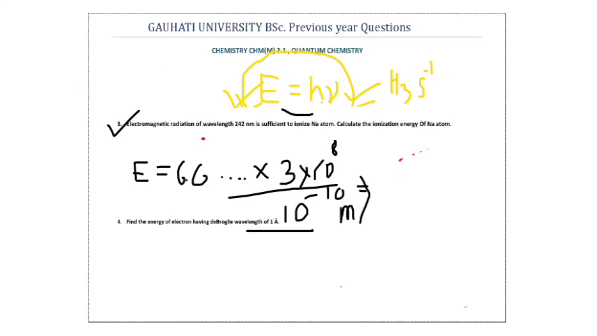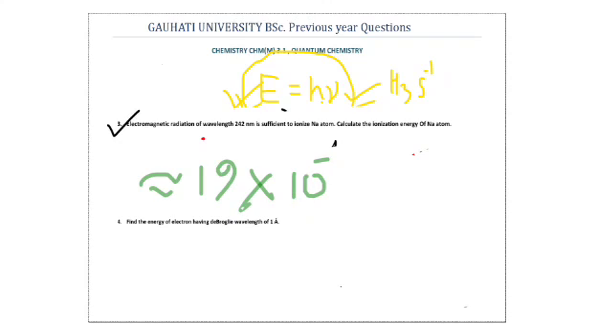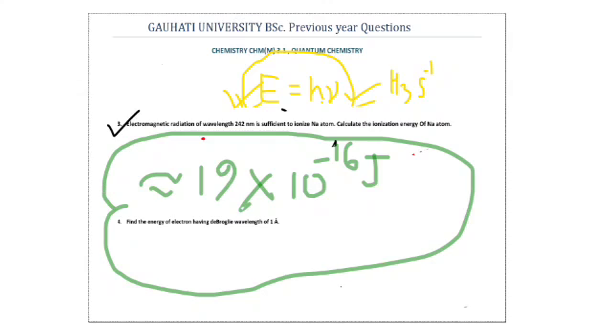Please do the calculation and give us the value in the comment section. This should be near about 19 into 10 to the power 16, if I'm not wrong, 10 to the power minus 16 joule. So this is the answer to question number 4, this one.